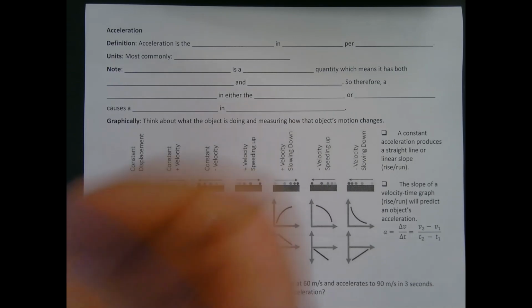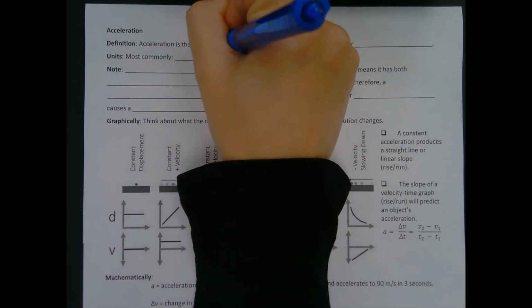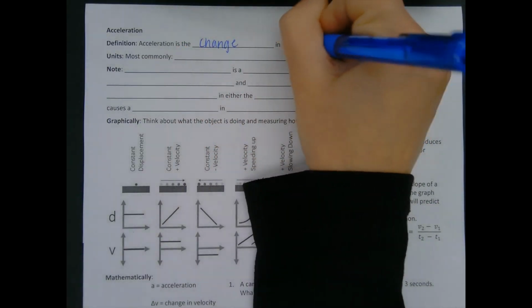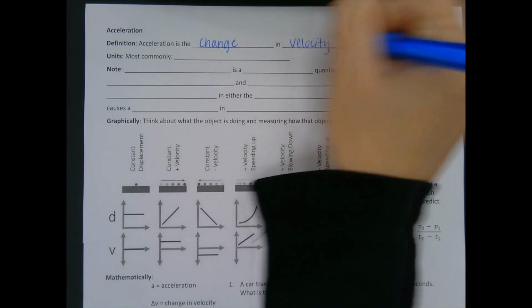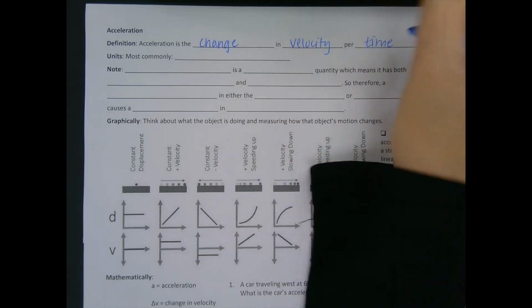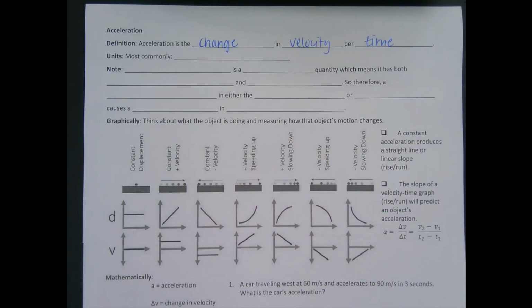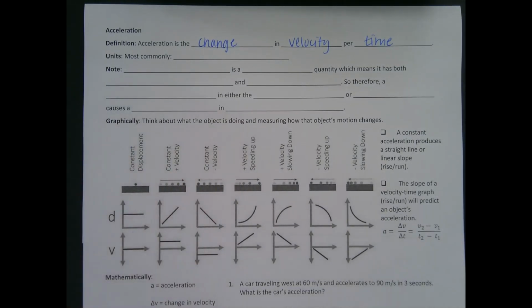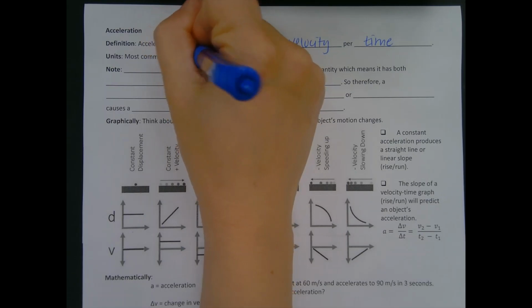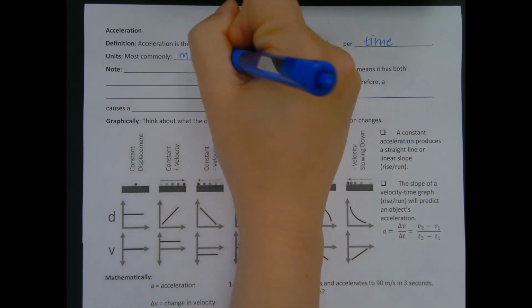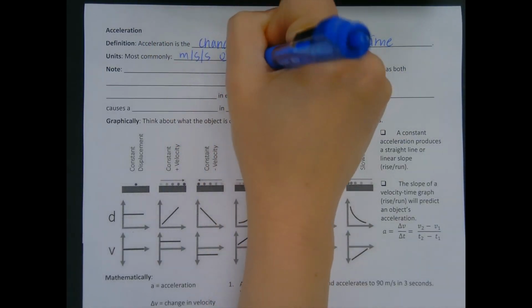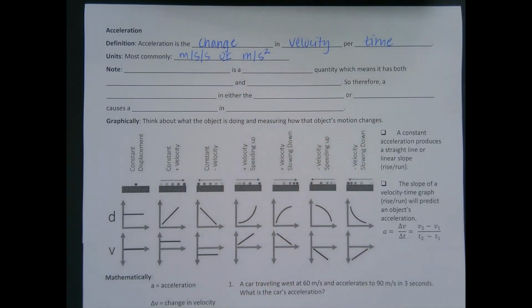So acceleration is the change in velocity per unit time. Okay, change in velocity per unit time. Most commonly, our units are meters per second, or really meters per second squared. You could have other units of acceleration, but in physics, most commonly it's meters per second squared.